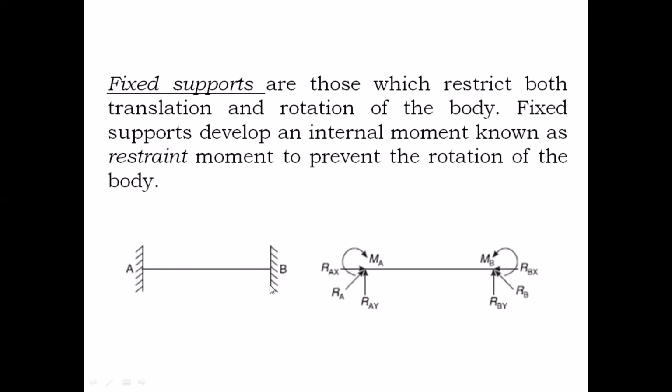So similarly at end B also you have a fixed support, which is shown by a vertical reaction, a horizontal reaction, and there is a moment, that is MB, which is restricting the beam from rotation.